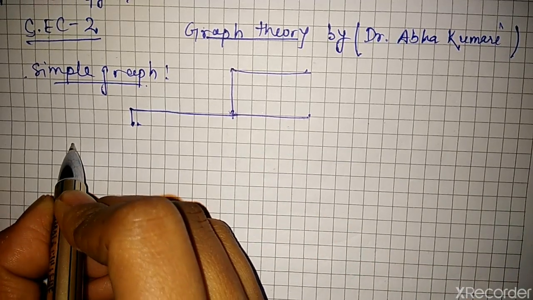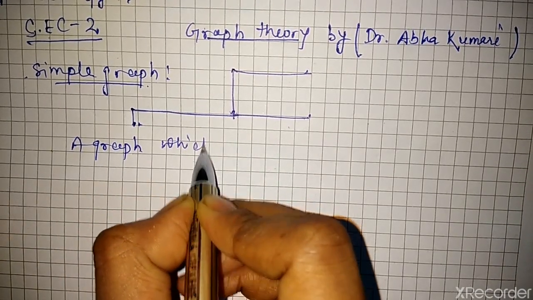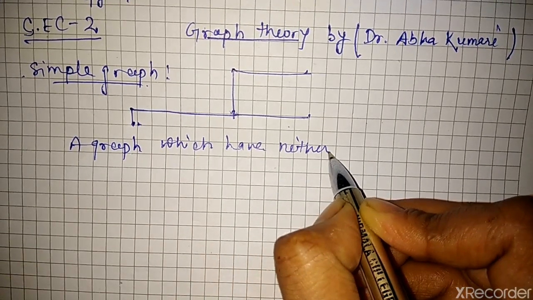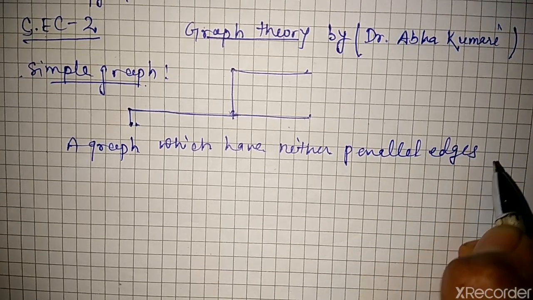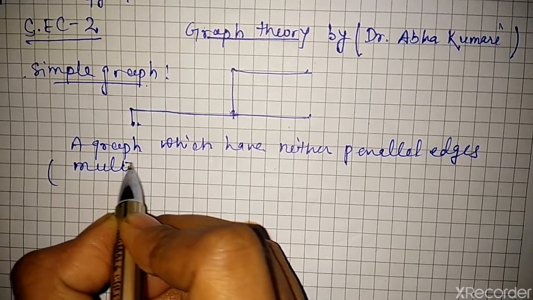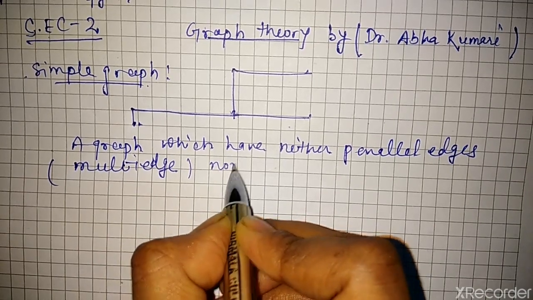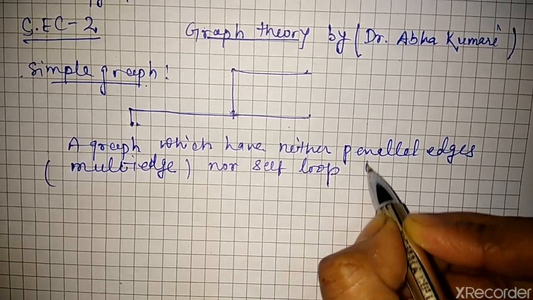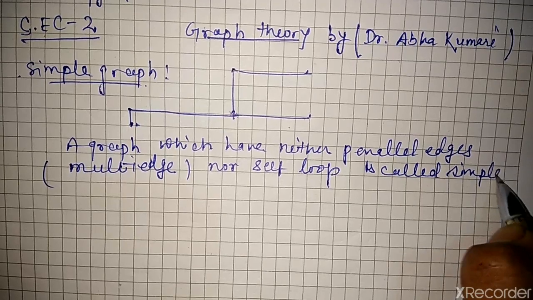So here we will write: a graph which has neither parallel edges, also known as multi-edges, nor self loops is called a simple graph.